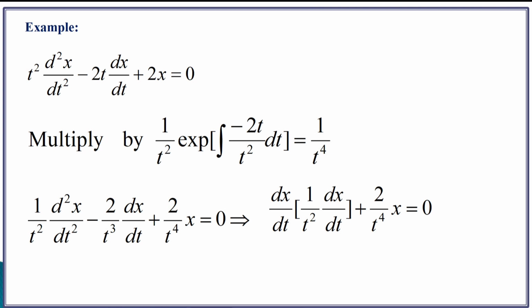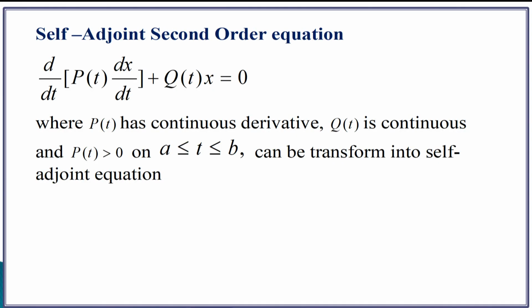Next, see an example. Here this is a given equation, a second order ordinary differential equation, and now we are multiplying by a factor, as per our theorem, which is equal to 1 by t to the 4. So the given equation becomes this, and then we can write it in the form of a second order self-adjoint equation. In other words, any self-adjoint equation can be written in this form. So whenever we talk about a self-adjoint equation, we'll only consider equations of this form.